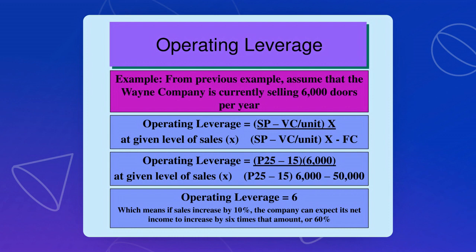Again, we go back to the formula, percentage change in EBIT divided by percentage change in sales. That's why if you have an OL of 6, you just multiply it by 10%. So meaning, class, you will expect that the increase in your EBIT is 60%. All right.